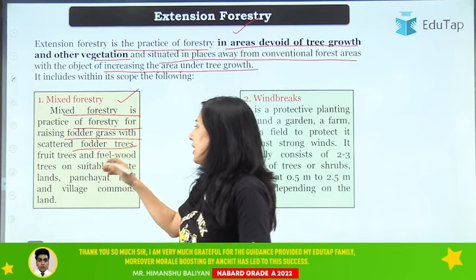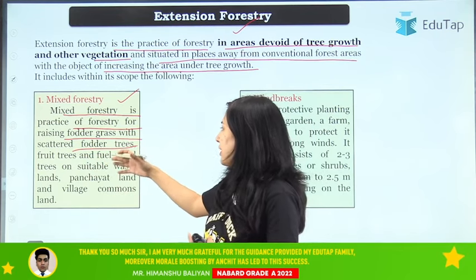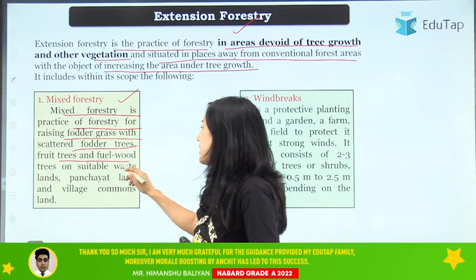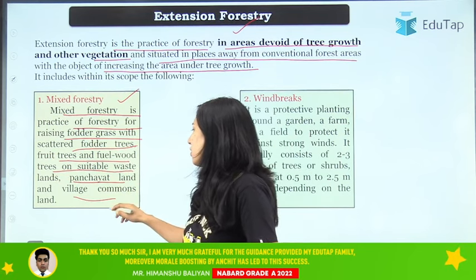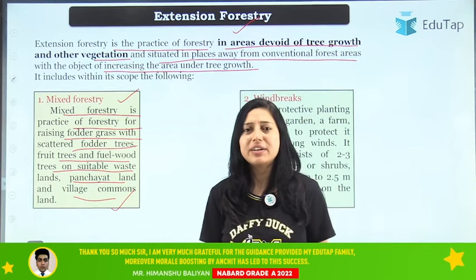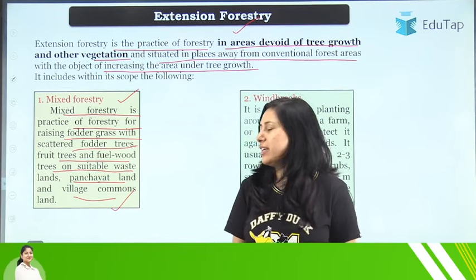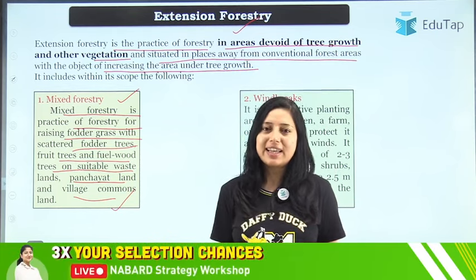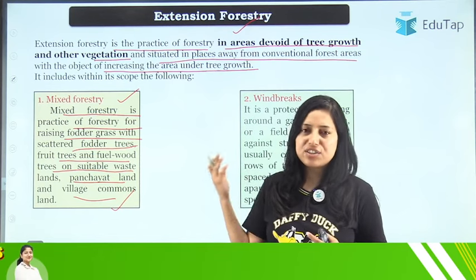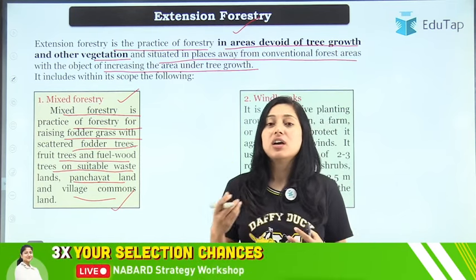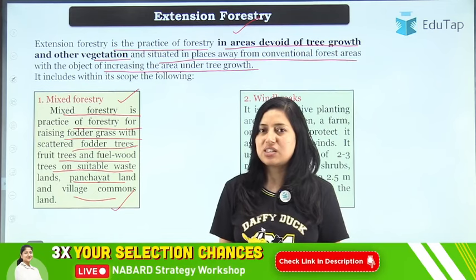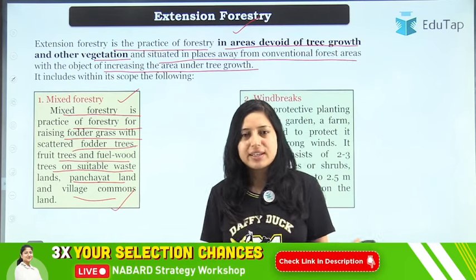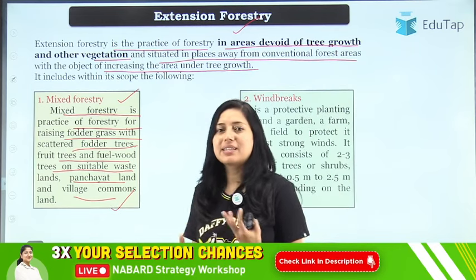So here we are mixing fodder grass along with fodder trees or food trees and fuelwood trees on suitable wasteland, panchayat land, village common land. It can be on anyone's, okay? It can be any wasteland, any panchayat land which can be brought under this extension forestry, and there we can go for growing grasses along with shrubs, along with trees or any fruit trees. Clear? So that is your mixed forestry. We are mixing here, right?